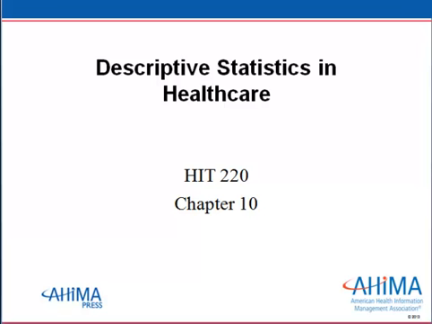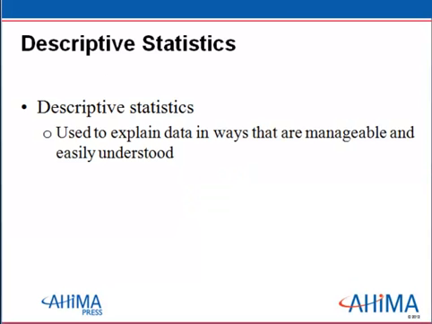Today we will be discussing Chapter 10 in your Health Statistics book. Descriptive statistics are used to describe data in ways that are manageable and easily understood. In this chapter, we will be discussing the basic concepts of rank, quartile, decile, percentile, measures of central tendency, including mean, median, and mode, as well as measures of variation.